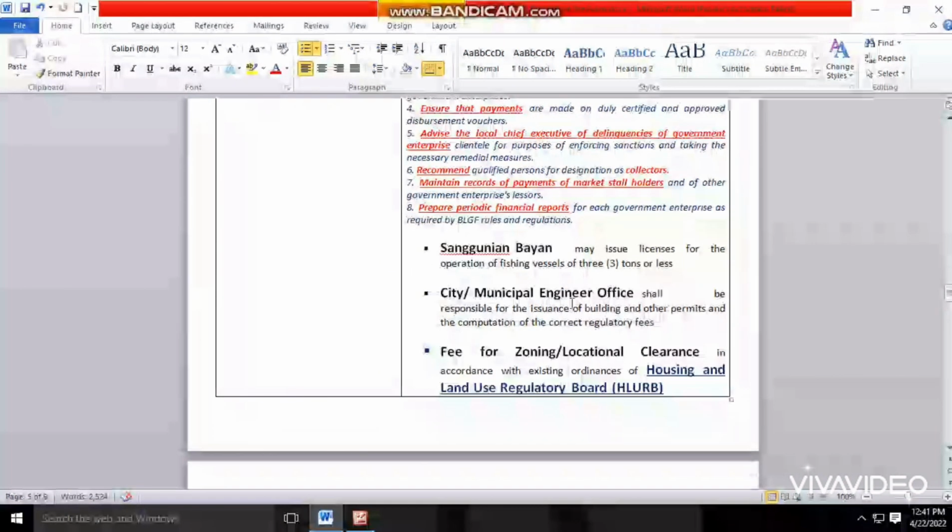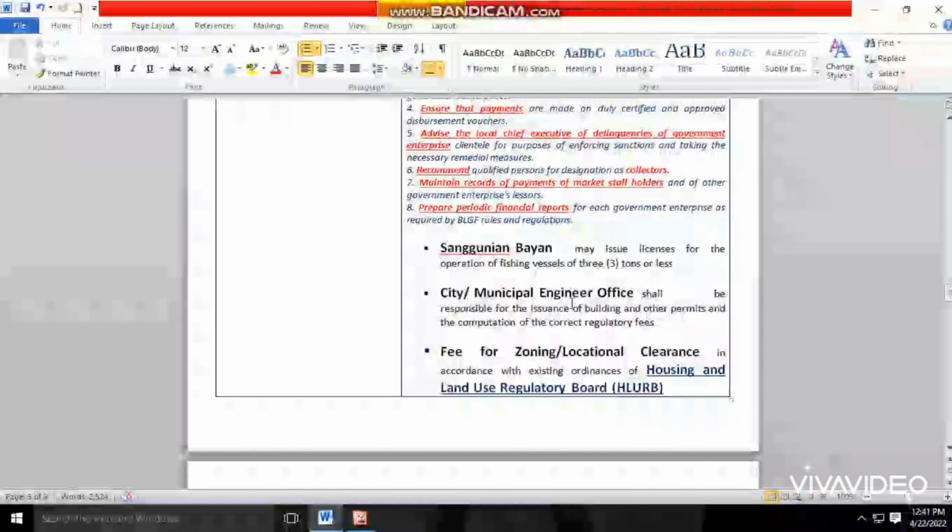Now let's talk about the Sangguniang Bayan. Sangguniang Bayan may issue licenses for the operation of fishing vessels of 3 tons or less. The city or municipal engineering office shall be responsible for the issuance of building and other permits and the computation of the correct regulatory fees. Under the ordinances of the Housing and Land Use Regulatory Board, there is a fee for zoning or locational clearance.